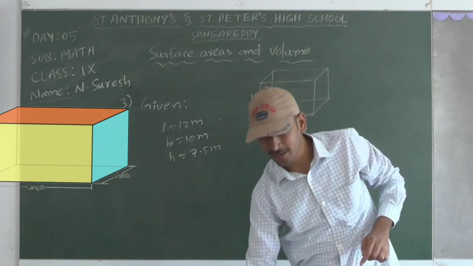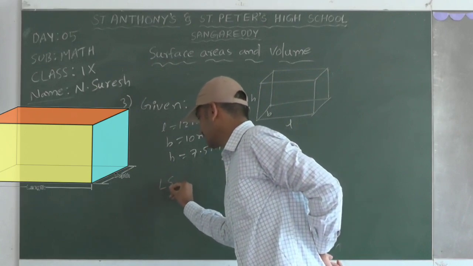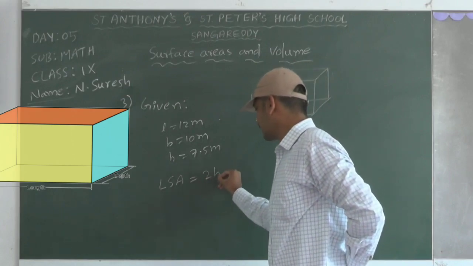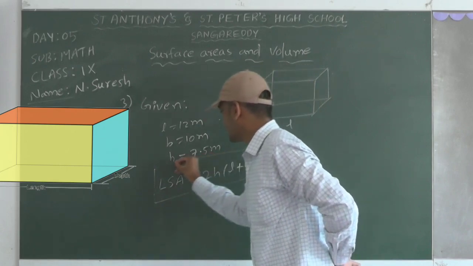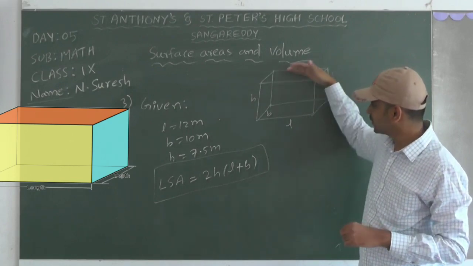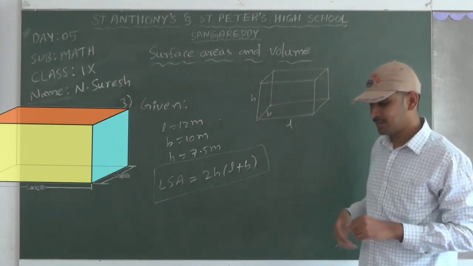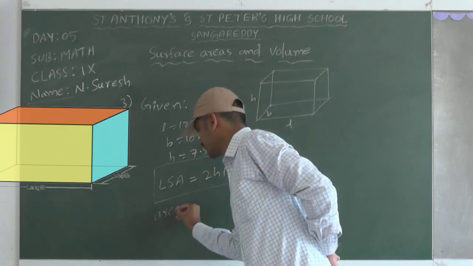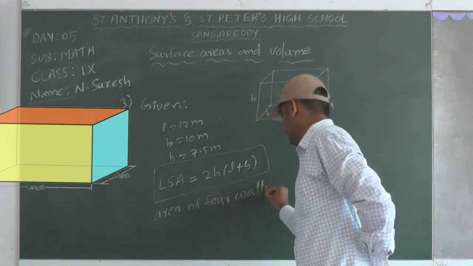So we have the formula already derived in the last class, that is LSA, nothing but the area of the 4 walls of the room, equals 2h of L plus B square units. Why are we taking this? It is asking to paint only the walls, not the top and bottom. So we have excluded the top area and bottom area. We are taking only the surfaces which are the sides. So next we have to find LSA. LSA is nothing but the area of the 4 walls of the room.